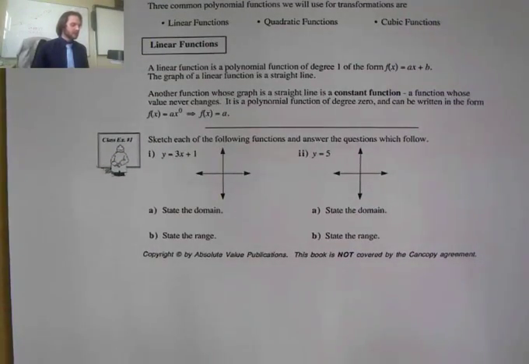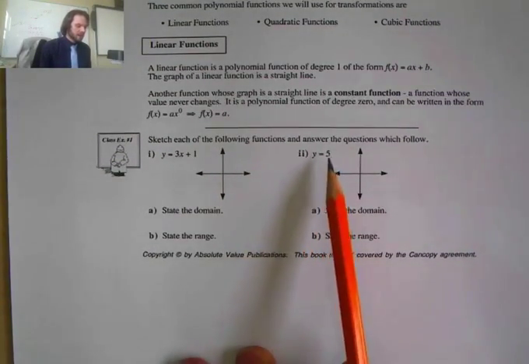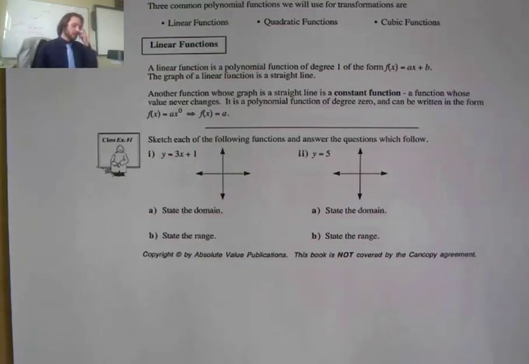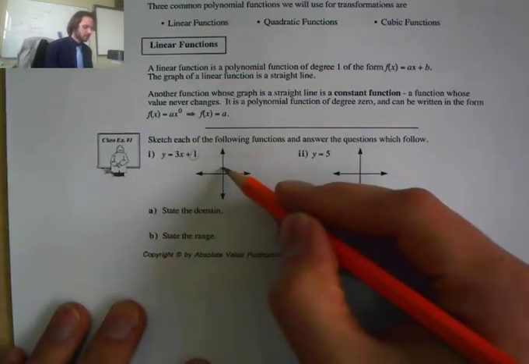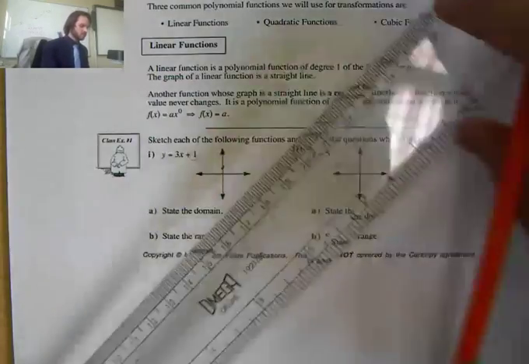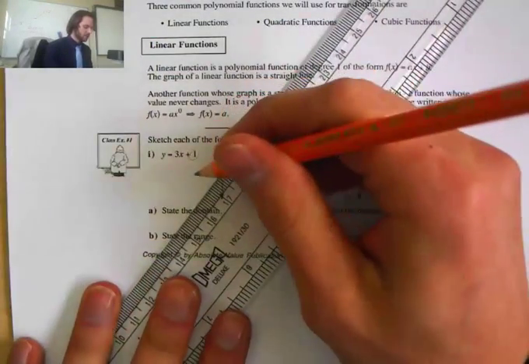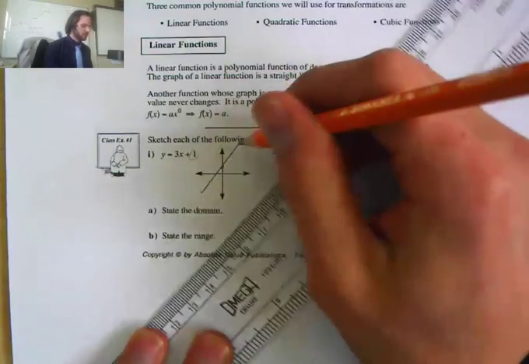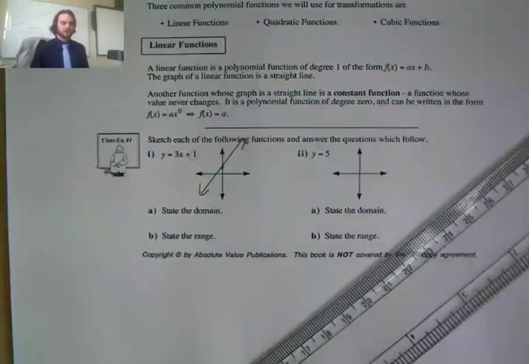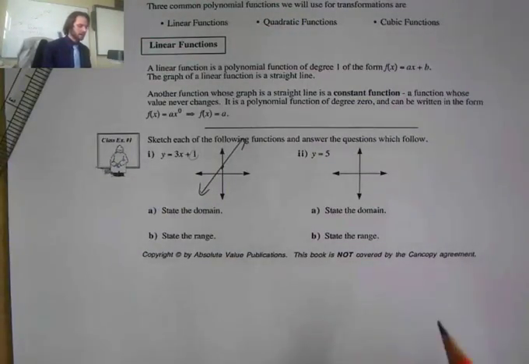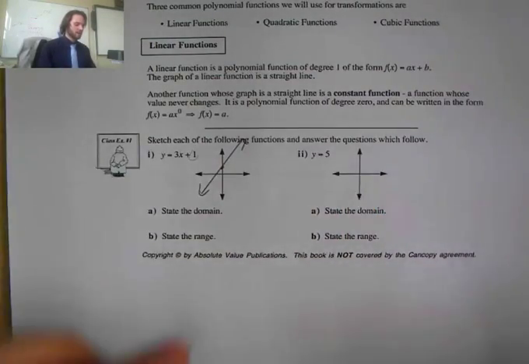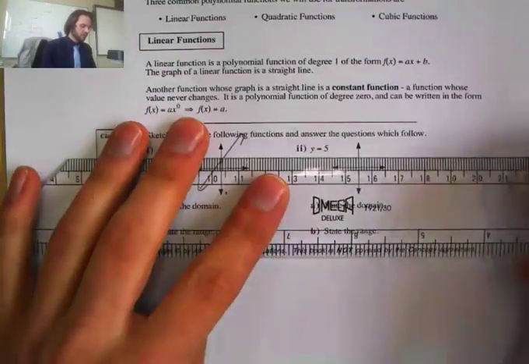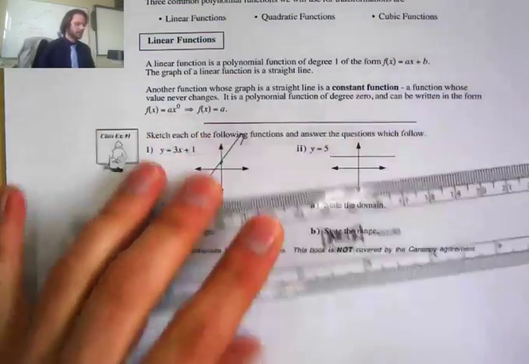It says, sketch each of the following functions and answer the question below. So when we take a look at this one, we're looking at 3x plus 1. Well, we know this is my y-intercept, which is right there. So we have 3x plus 1. And the 3 is my slope, so it's an increase like that. The next one has y is equal to 5. So this is going to just be, no matter what, y is equal to 5 on this one. So it's always going to look like this here.